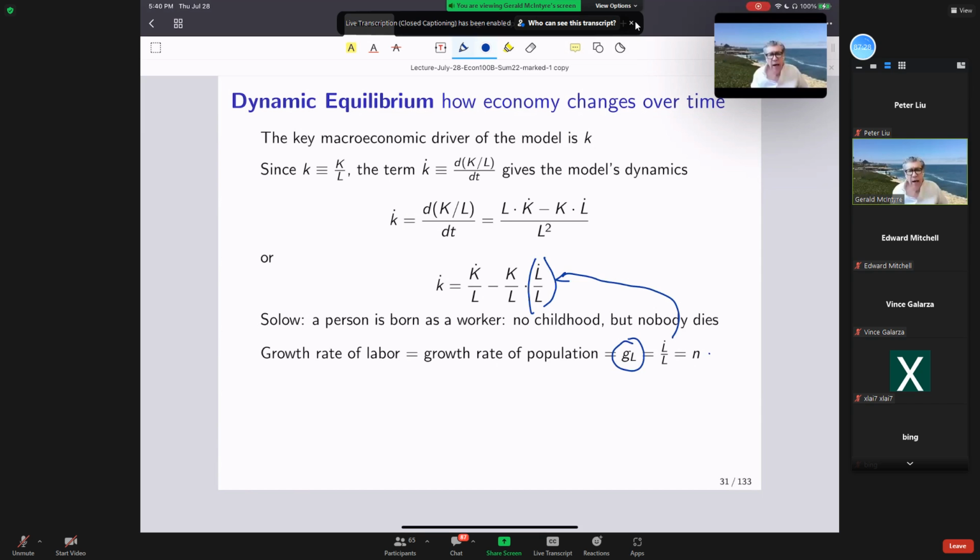N stands for newbies. These are the new workers being born. They come into the model. They could also come from immigration. That's perfectly fine. It could be people having babies through natural fertility, or immigrants coming in. It doesn't matter which way.